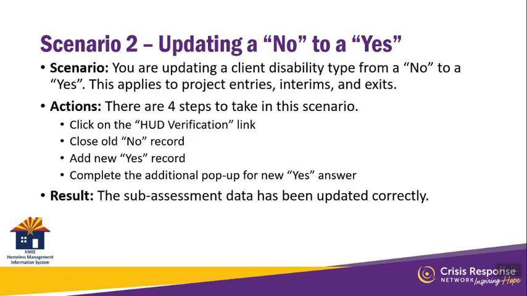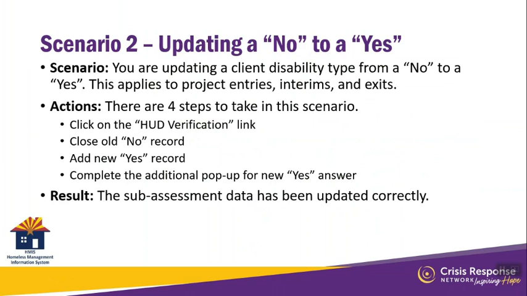In our second scenario, we'll be updating a no answer to a yes. For our scenario, we're updating a client disability type from a no to a yes. This same step process will apply to product entries if information is already present, and the interims as well as exits when you are changing a client's data. There are four steps to take in this scenario. First, you'll click on the HUD verification link. We'll close the old no record. We'll add a new yes record, and we'll complete any additional pop-up for a new yes answer. In the end, our subassessment data will still be updated correctly, and we'll still have a green triangle indicating that we've done the work correctly.